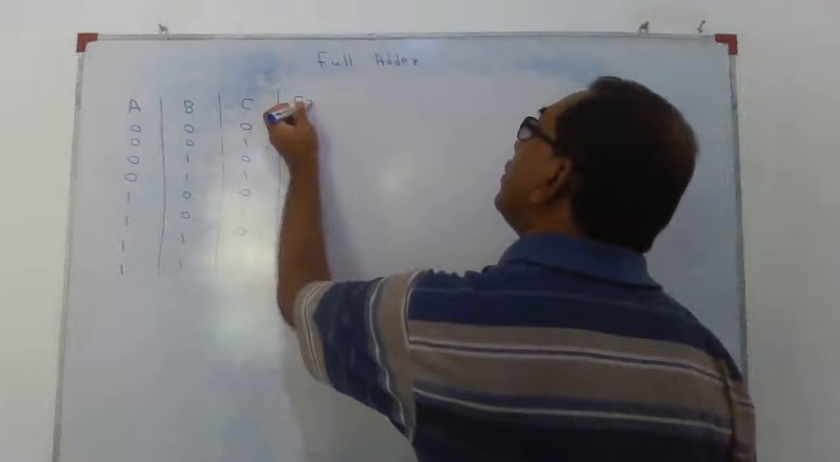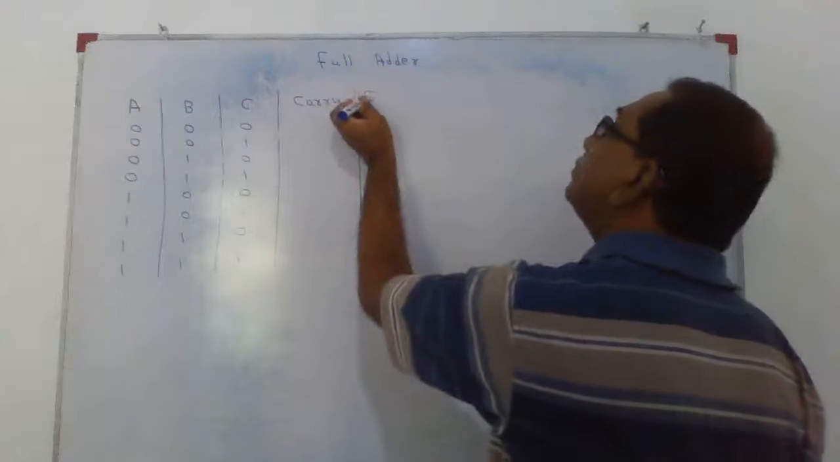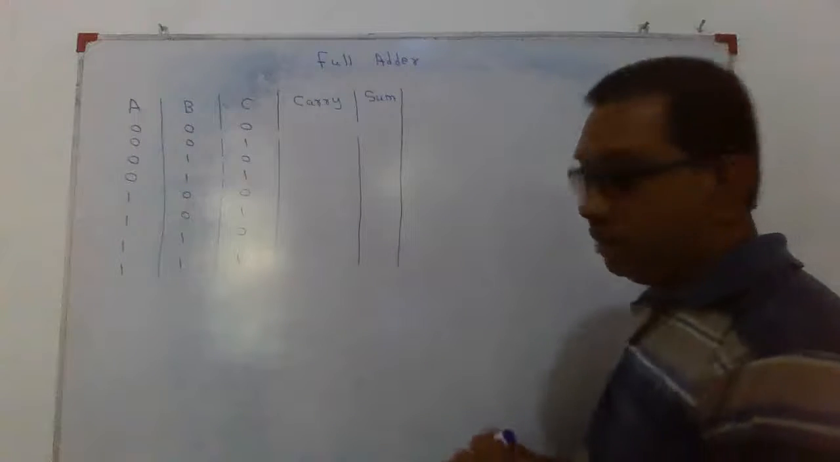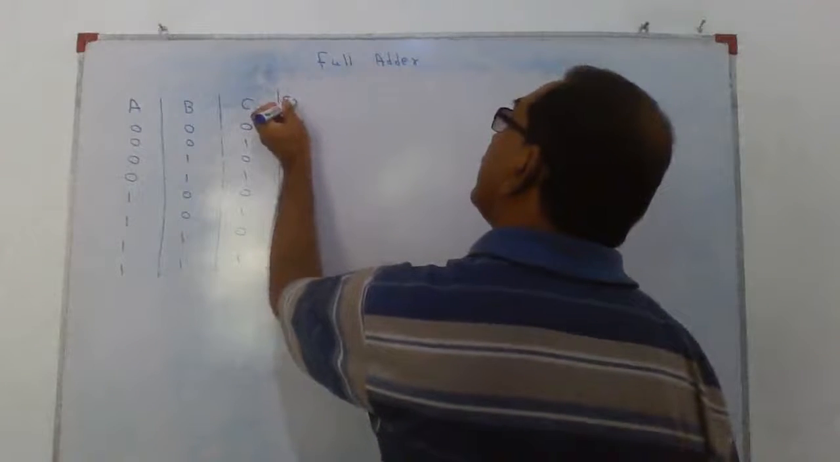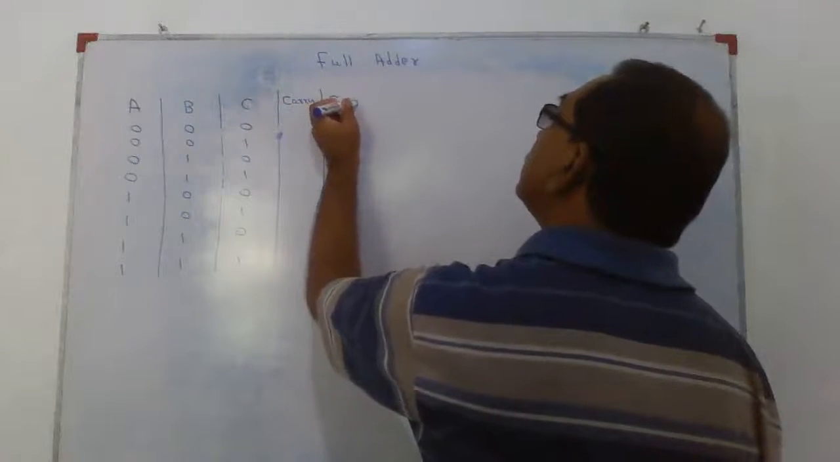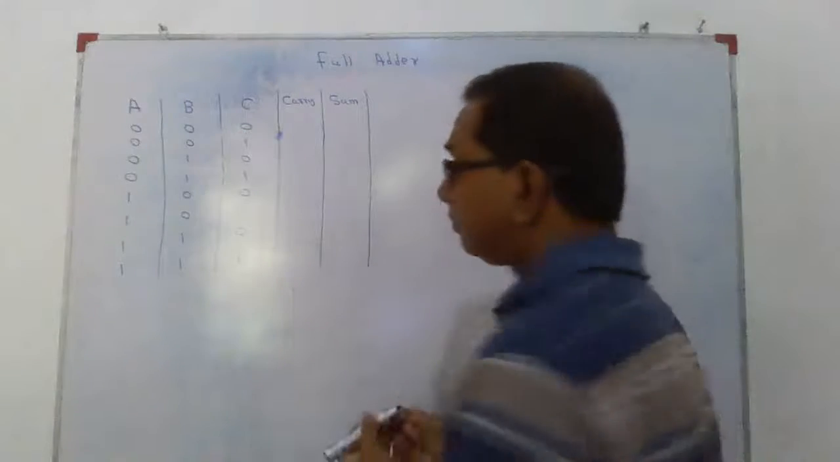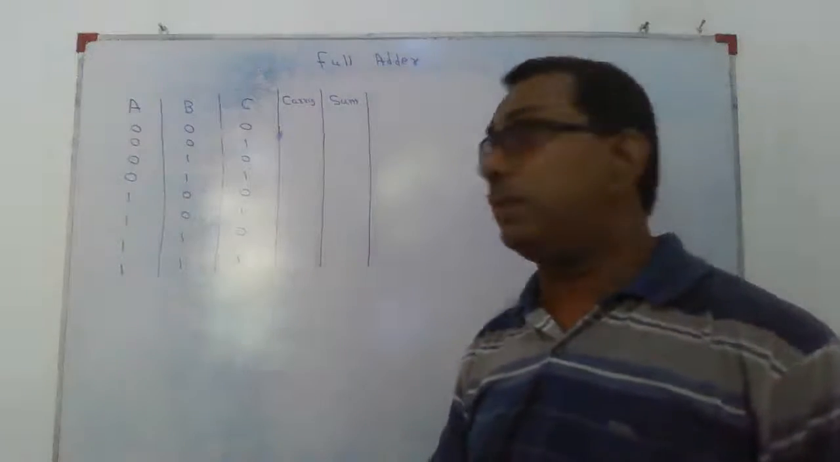The method is we are going to find the carry and the sum. The truth table is so large that I need more space here, so carry and sum. If you get 3 bits, now we have 3 bits here, so we are going to add. You know how to add it.